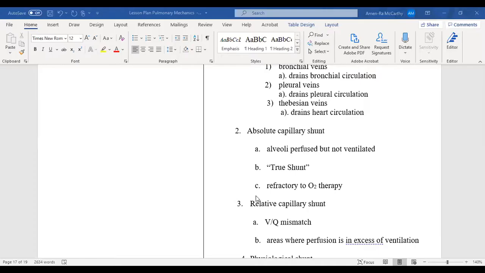Now, I want somebody to tell me in the chat, what does refractory mean? Find out what refractory means and let me know in the chat, because it's very important. This is a very important term that you're going to have to deal with when we get into oxygen therapy. But what does it mean that the true shunt is refractory to oxygen therapy? I'll give you a moment to find that. I'm going to pause the video while you find that answer.